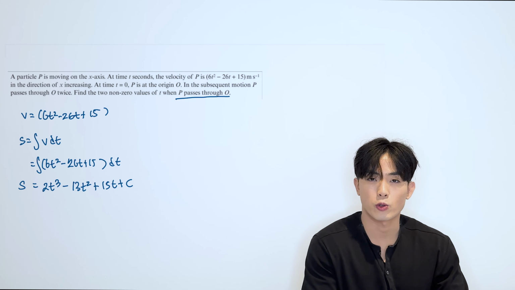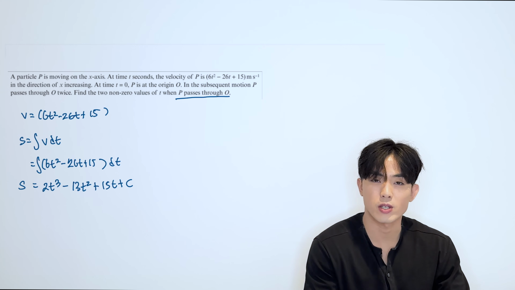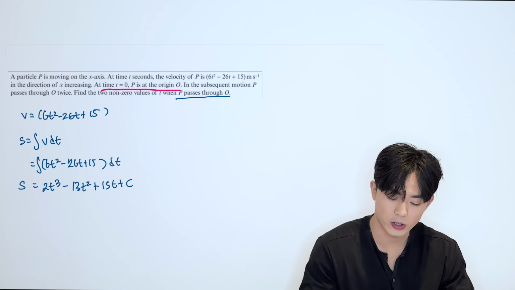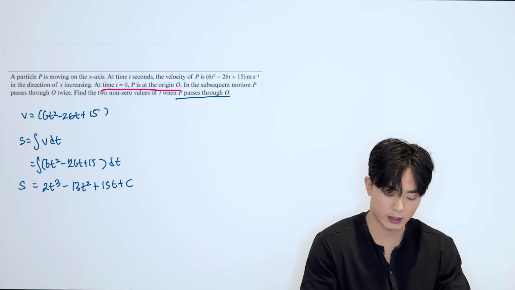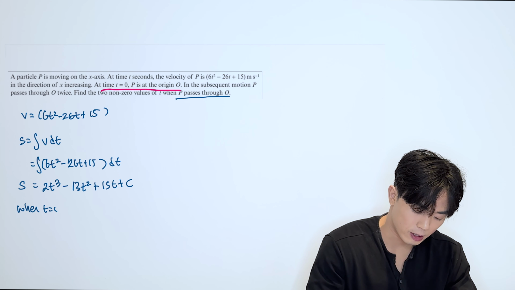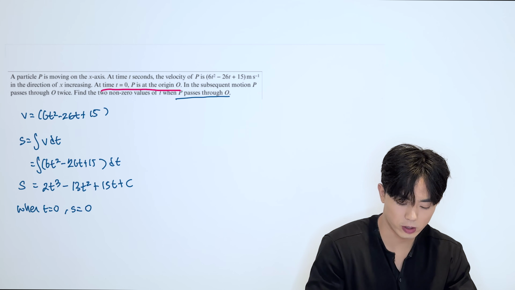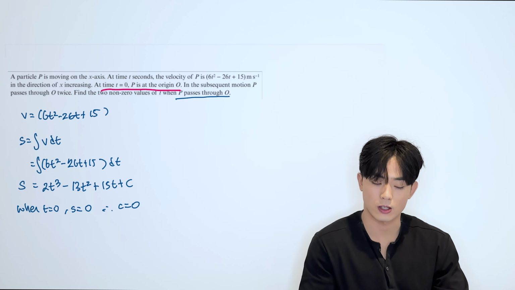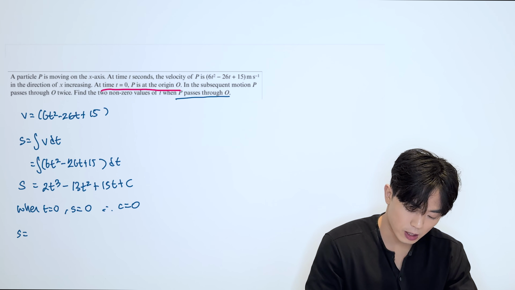Now, before answering this question, we actually need to find this c, so we're going to be given some information. As you can see here, at time t equals 0, P is at the origin O, i.e. the displacement is 0 as well. So when t is 0, it tells us that s is also equal to 0. Which means if I plug it in, we'll get c is equal to 0 in this certain case. Right, so now we've got the displacement function.